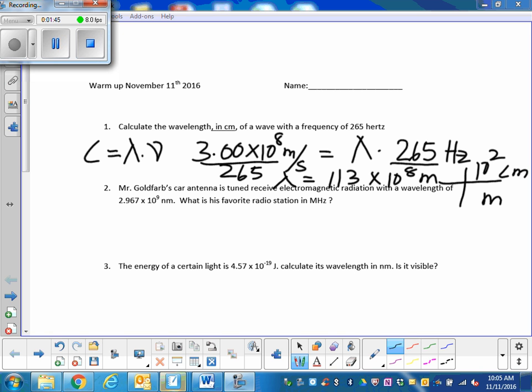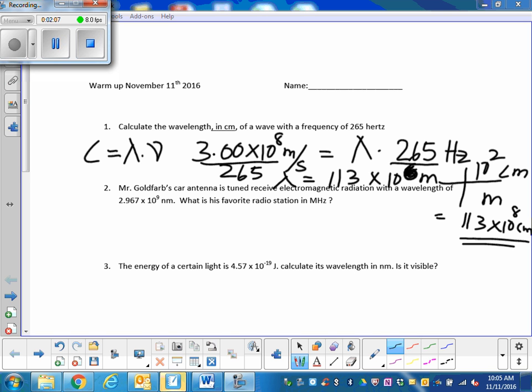I don't know. Somebody provided me the answer. Okay, this 10 to the 6 is the answer in meters. And that becomes 113 times 10 to the 8 in centimeters. Do we get this? Do we all understand this problem?